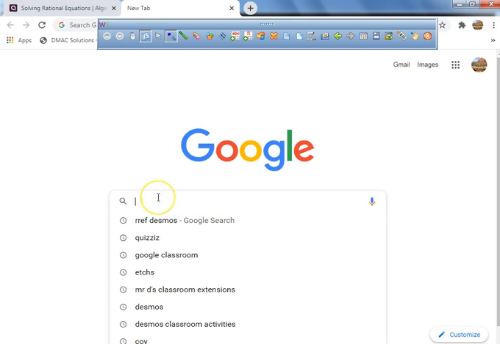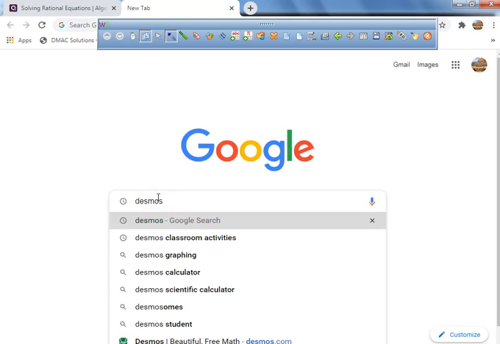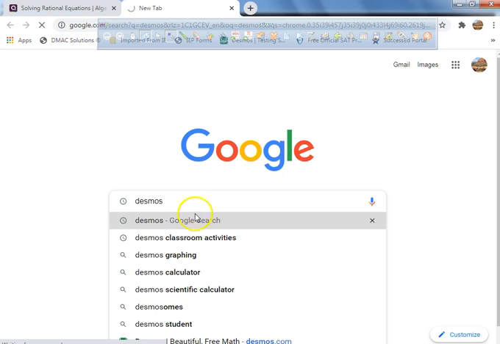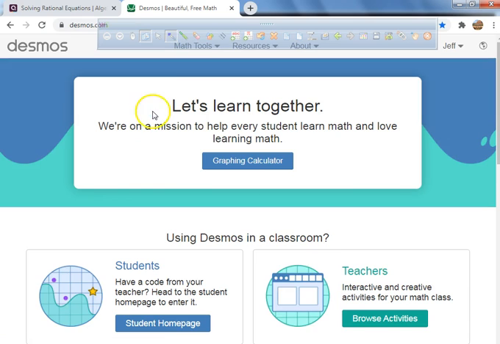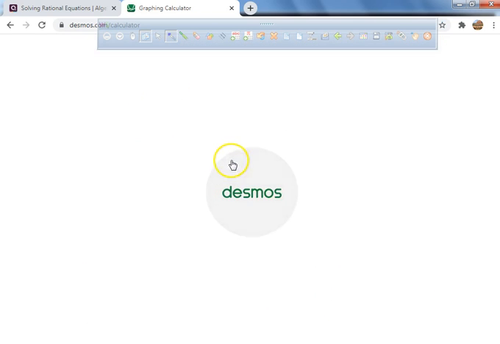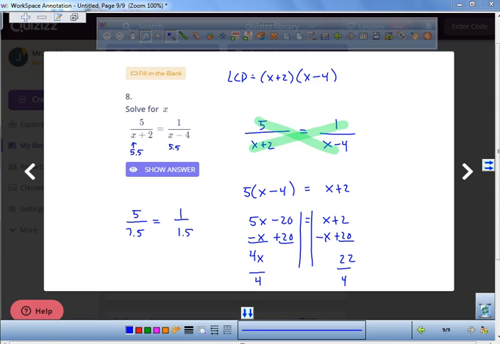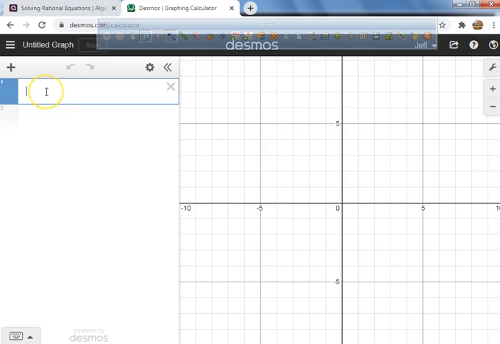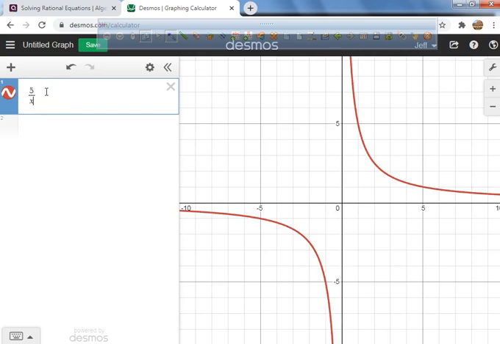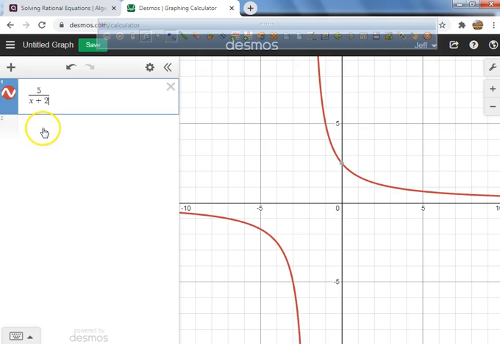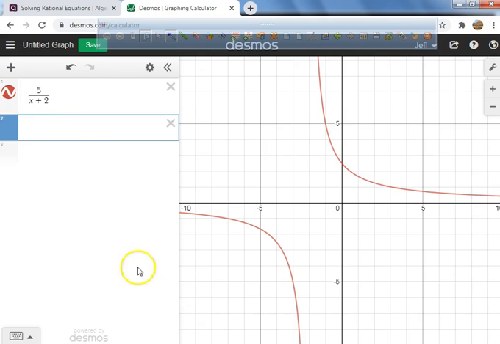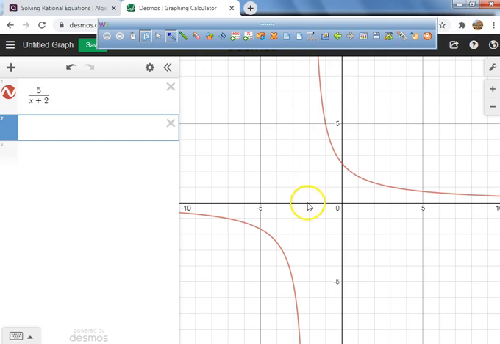Now there's certain tests where you're not going to be allowed to use Desmos, all right, but this is a way where you could test to see if you got it right or you didn't. On this one right here, if I did 5 divided by x plus 2, that's a rational equation. It has a vertical asymptote at -2 right here.